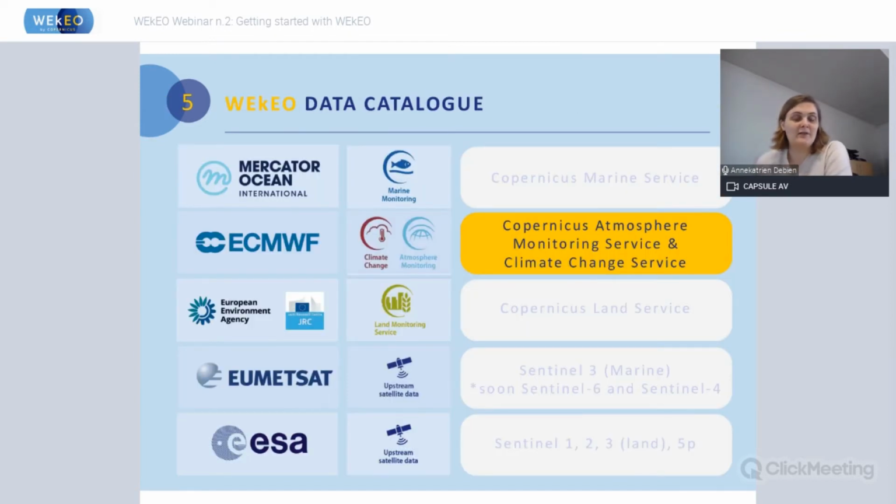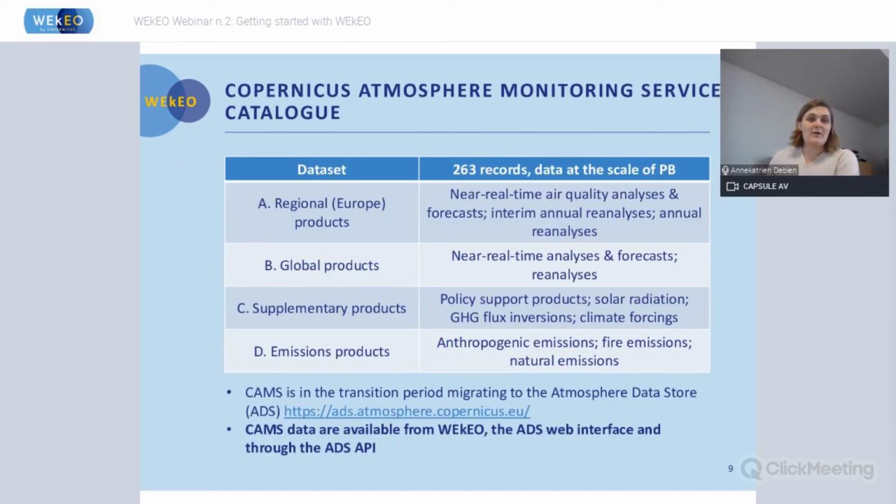Second up is the data and information coming from ECMWF, the Copernicus Atmosphere Monitoring Service and Climate Change Service. In terms of the Atmosphere Monitoring Service, what you will find in WEkEO is both the regional European products, which are air quality analyses and forecasts, and in addition, reanalyses, because a lot of these data are based on models, reanalyses whenever a better model becomes available. Extending a little bit broader are all of the global products, again with analyses and forecasts of air quality.